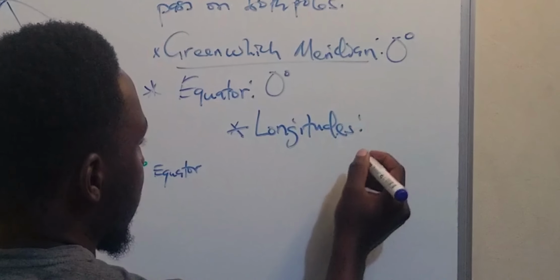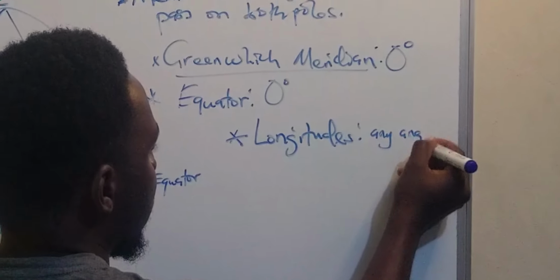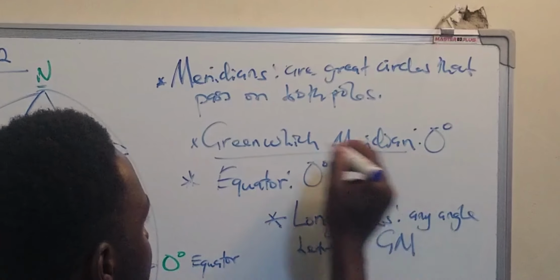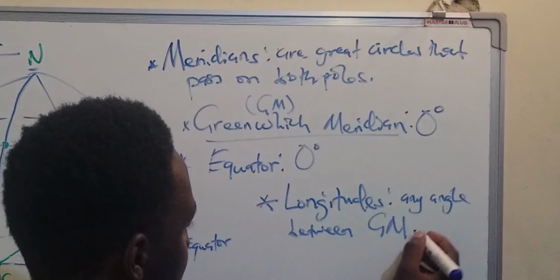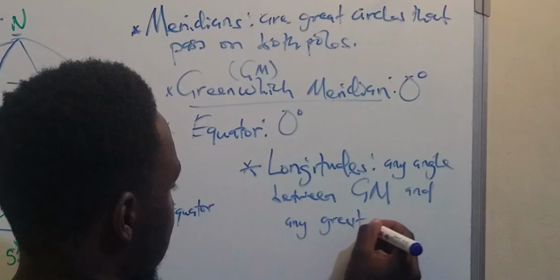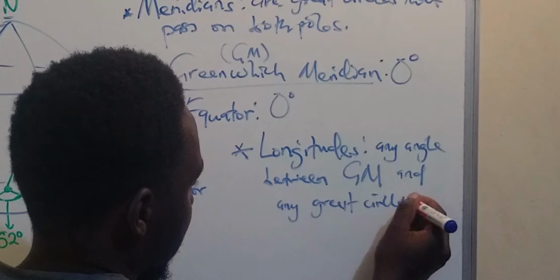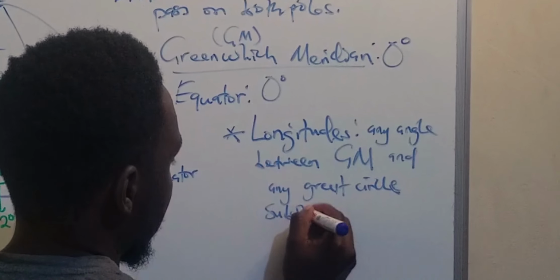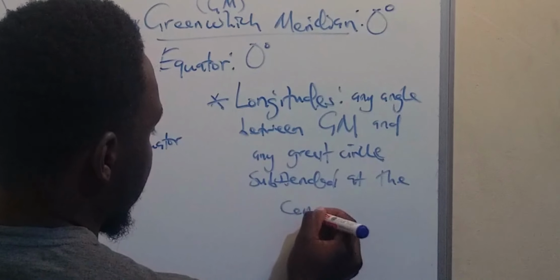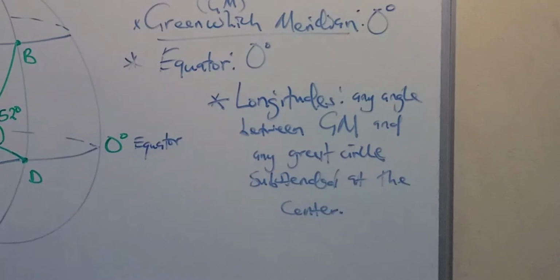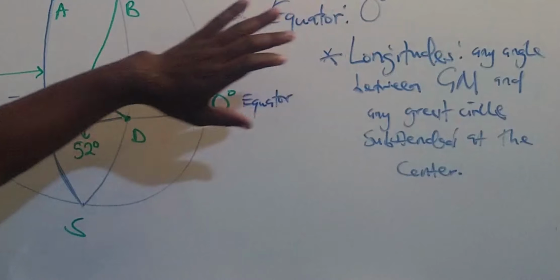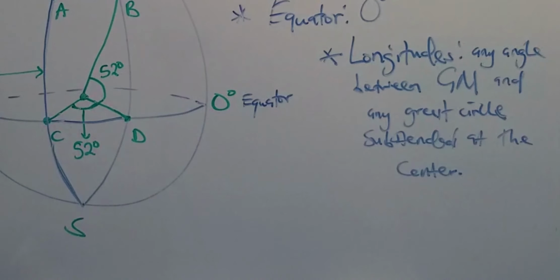Longitudes: any angle between the Greenwich meridian, which I'll write as GM, and any great circle, subtended at the center. Now, what this means is that for longitudes, it will actually be any angle.